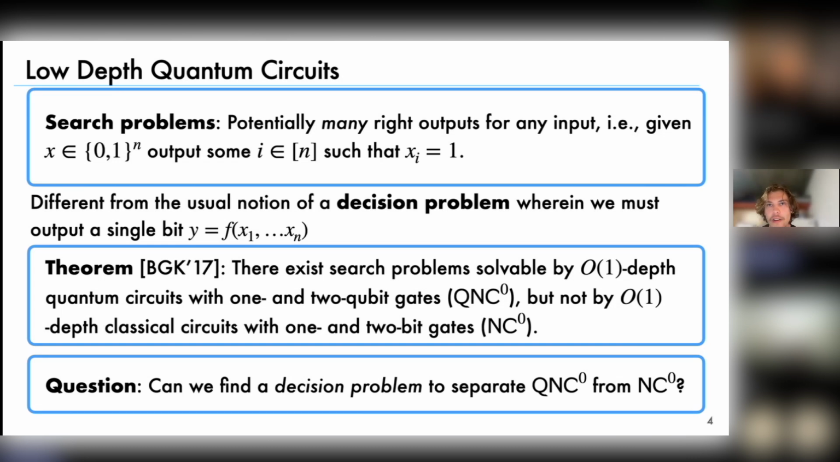Potentially one question you might want to ask upon seeing this result is, okay, we have a search separation between these two classes, but can we find a decision problem to separate QNC0 from NC0? And in some sense, the light cone argument forbids this, because I thought you could always... right. You've exactly predicted what comes next. Okay, cool.